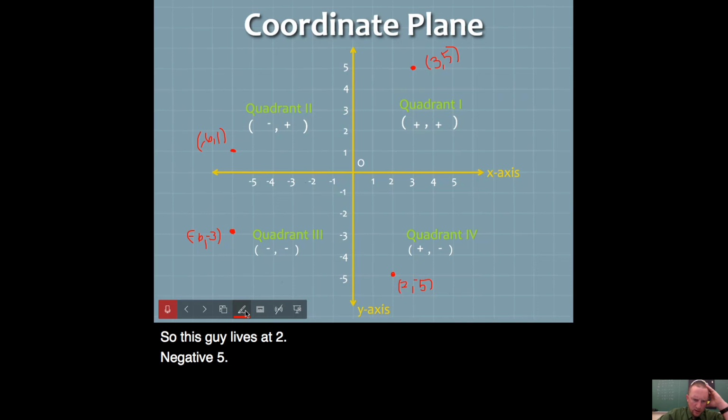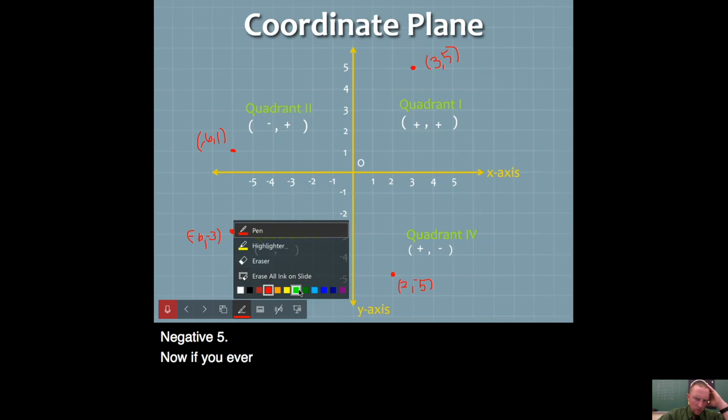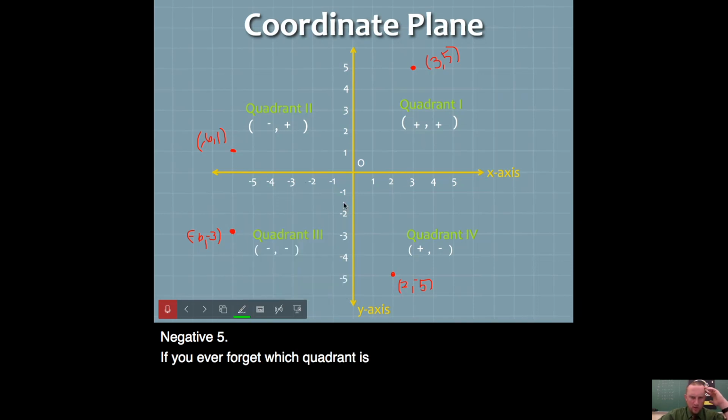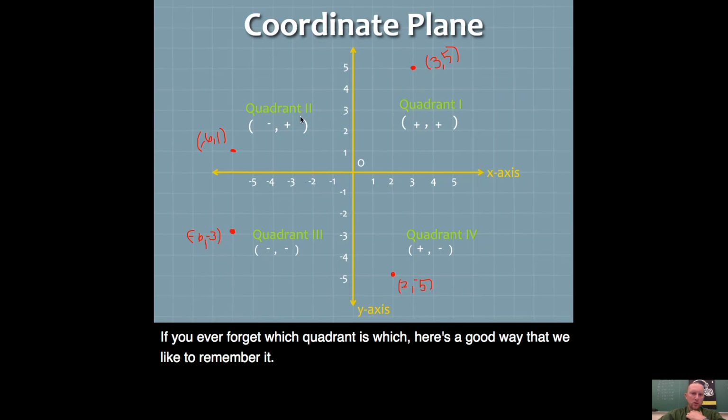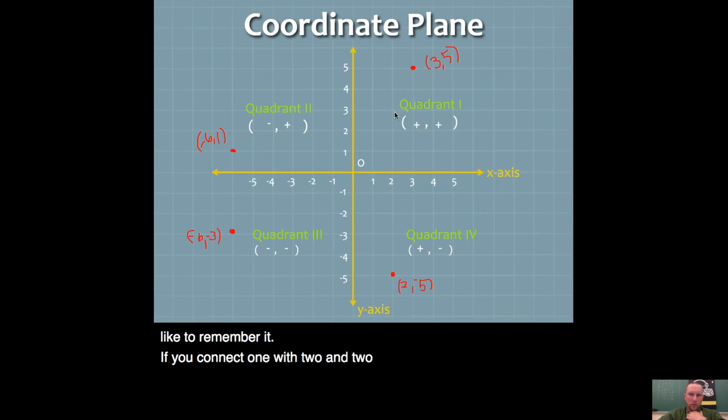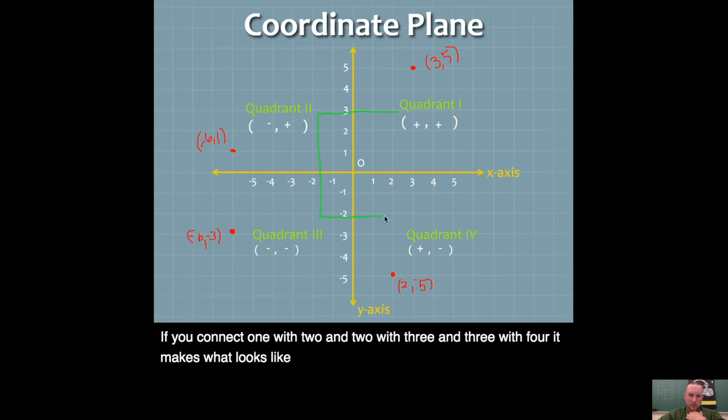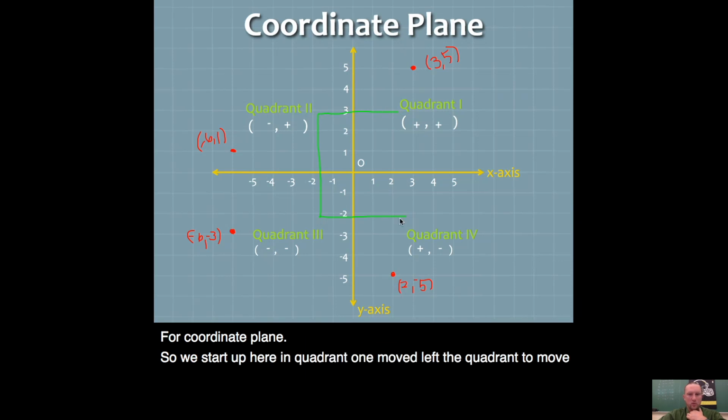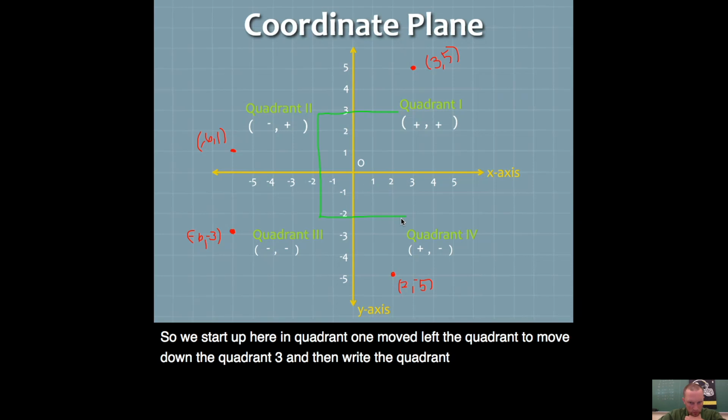Now, if you ever forget which quadrant is which, here's a good way that we like to remember it. If you connect 1 with 2 and 2 with 3 and 3 with 4, it makes what looks like a C for coordinate plane. So we start up here in quadrant 1, move left to quadrant 2, move down to quadrant 3, and then right to quadrant 4.